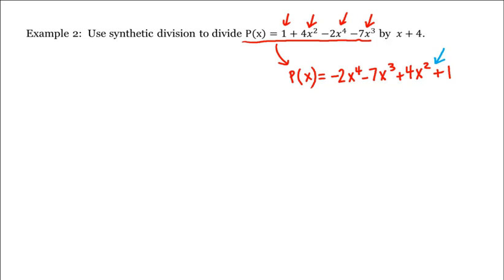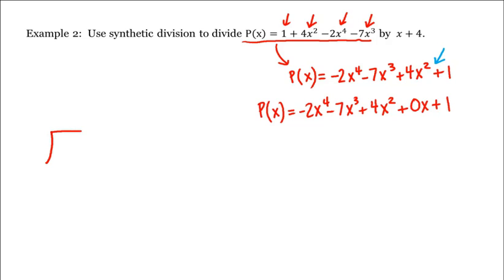Now notice here that there is no x term. And with synthetic division, it's very important that we have every power of x. That is, before reading off the coefficients of p, we need to write p of x as follows. Negative 2x to the 4th minus 7x cubed plus 4x squared plus 0x. We have to have a placeholder, and then plus 1. Now we're ready to read off the coefficients of p. They're negative 2, negative 7, 4, 0, and 1.